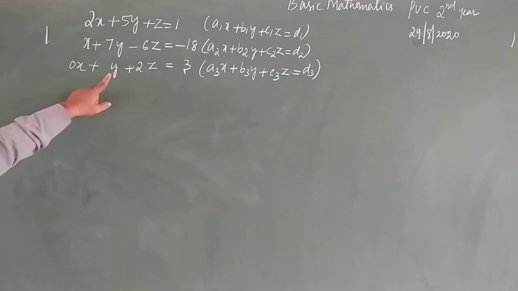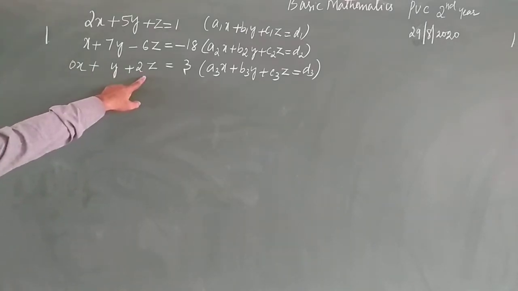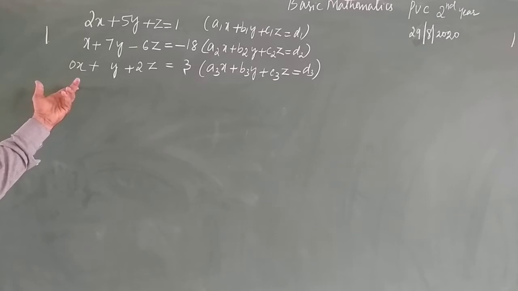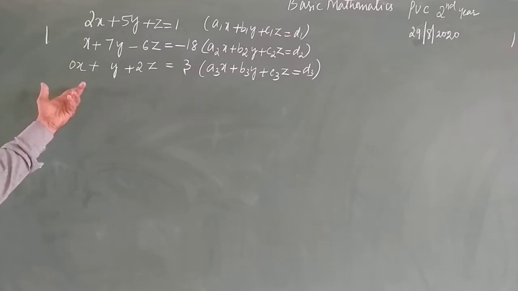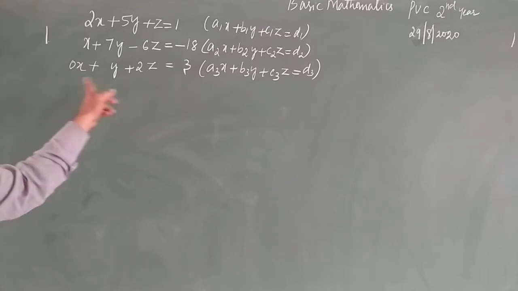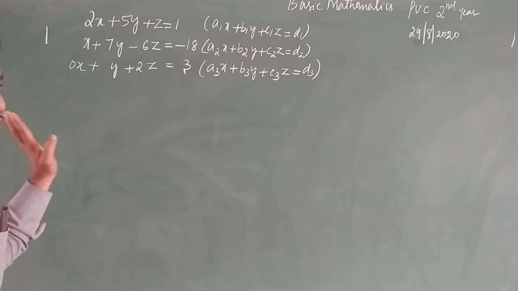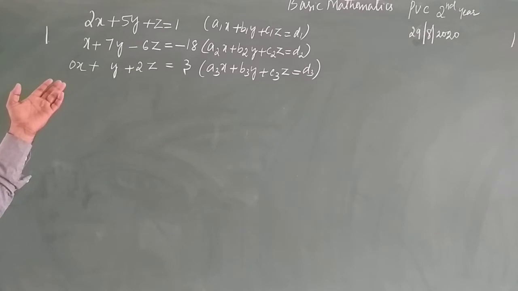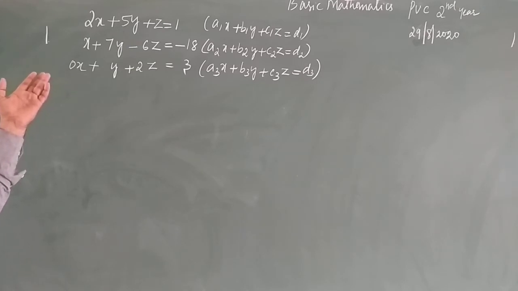Here he has given x plus 2z. For our convenience, I have taken 0x. 0x is nothing but 0 only. If you write it, it is nothing; if you don't write it also, it is nothing only. The only thing is, I will get the A3 value as 0. That is the minimal change you can make. So very clearly, we got A1, B1, C1, D2, D3, A3, B3, all the values.